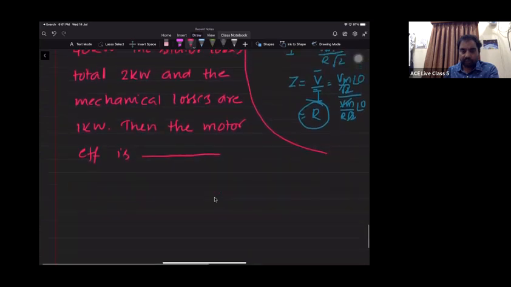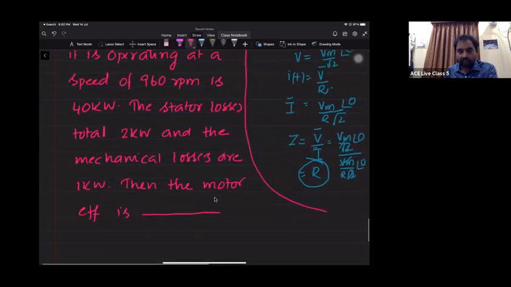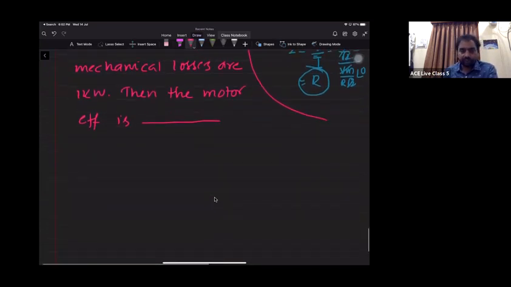Screen is not visible. It may be from your side, Monica, but I can see the screen. 88.7.